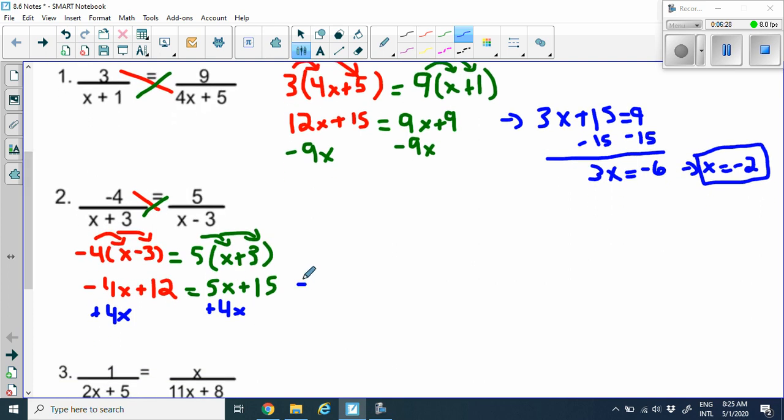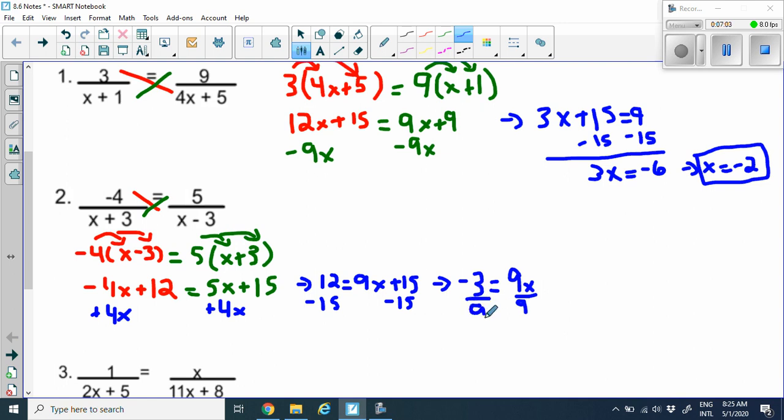Okay, I'm going to go to the side here because I'm running out of room. So now I have 12 equals 9x plus 15. I'm going to subtract 15 from both sides. So I get negative 3, because 12 minus 15 gives me negative 3. Be careful with your negatives and positive. And then equals 9x. I divide both sides by 9.